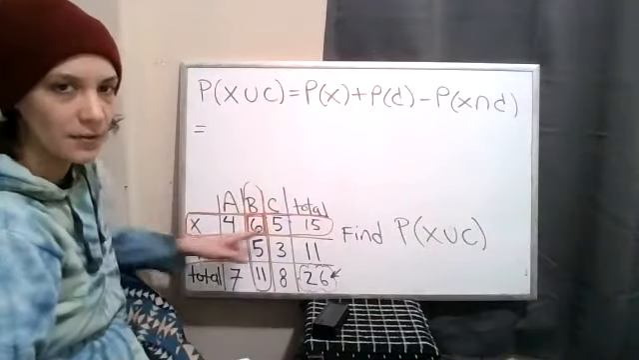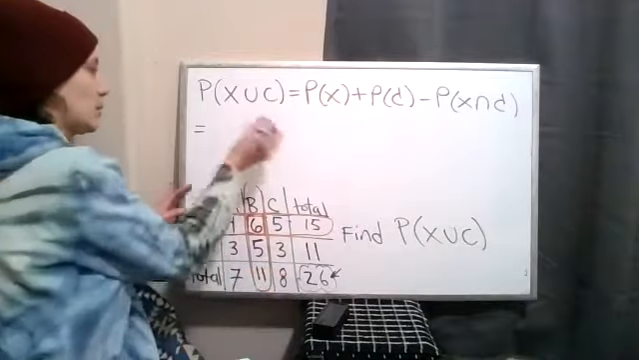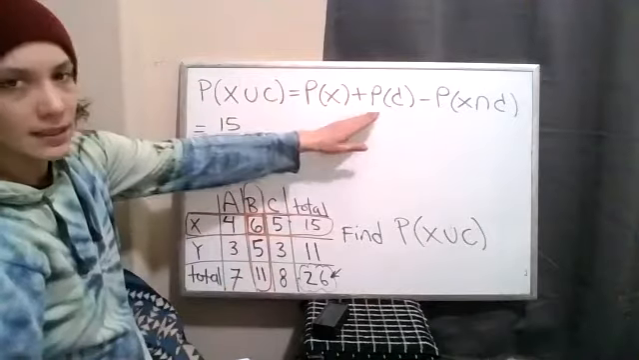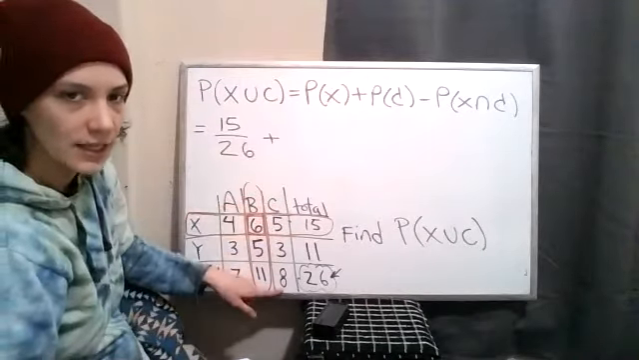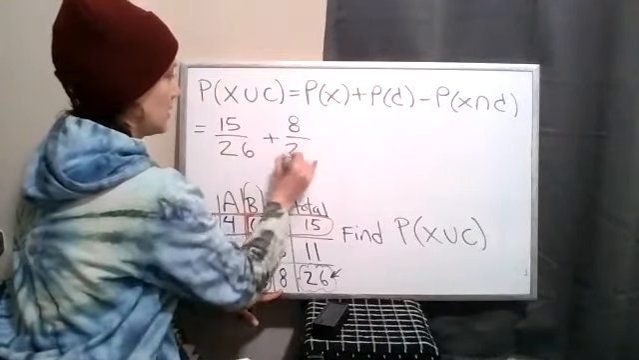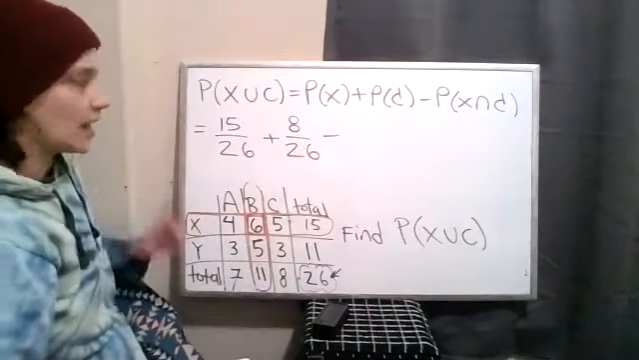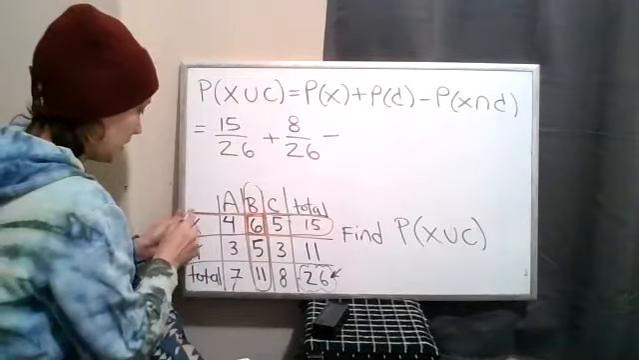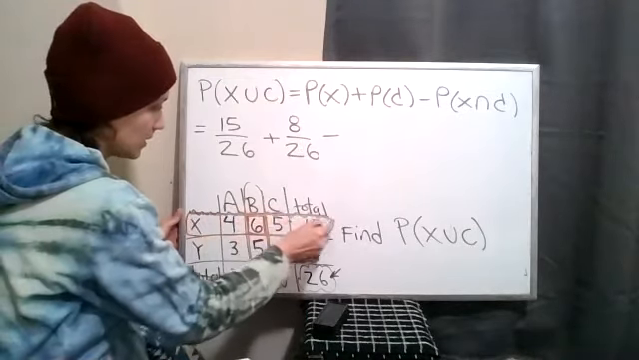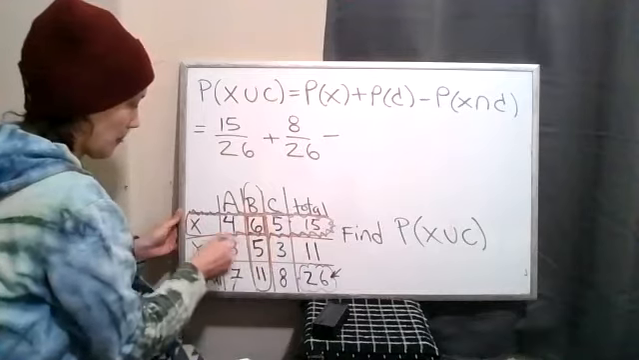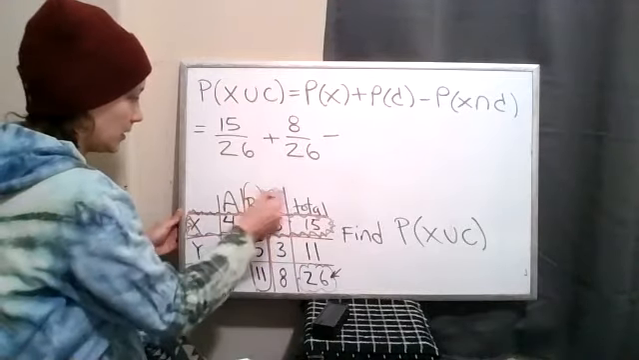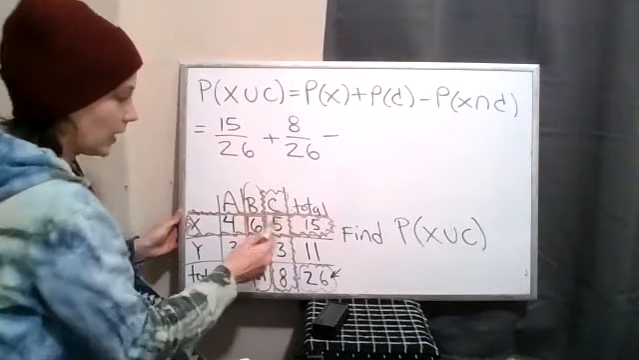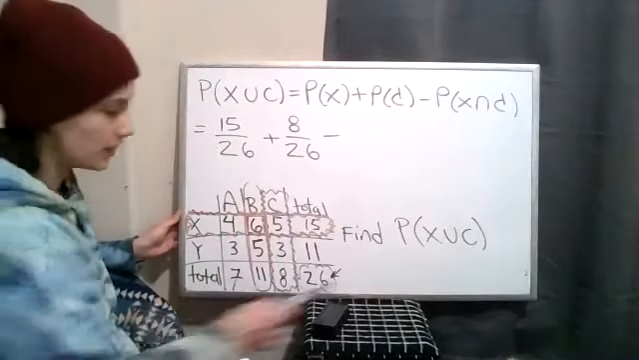So for X, we have 15 out of 26 as the probability. Probability for C. Find that total for C, 8 divided by 26. And then the probability of X intersect C. So let's go around the set X, C. Okay, so the place where they overlap is 5.